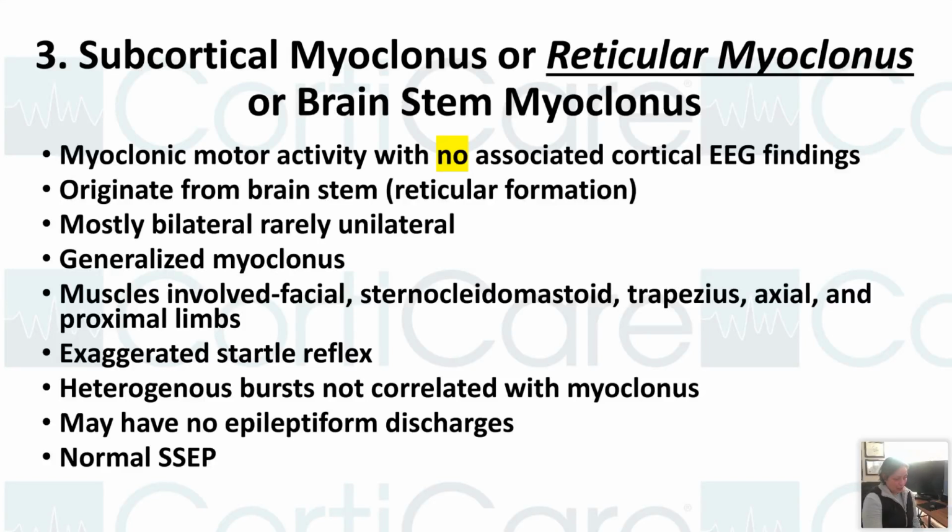The bursts will be heterogeneous, and they are not correlated with myoclonus. There may or may not be epileptiform discharges, but again, those are not epileptic. They look like sharps and spikes because of the way the electrical conduction of the neurons is happening. And when the SSEPs are done, they are normal.